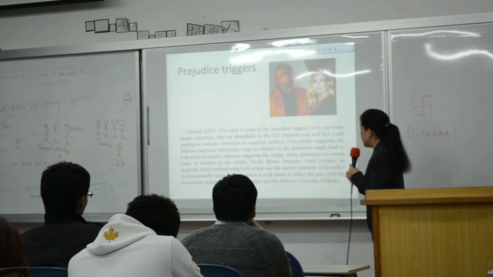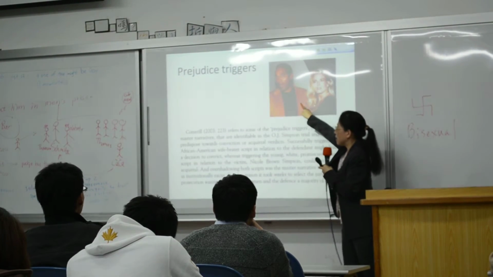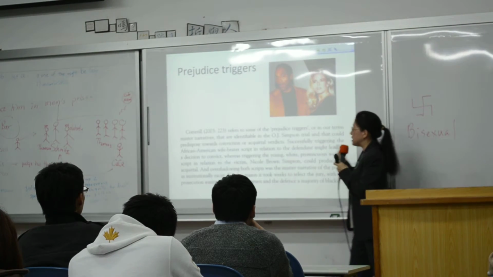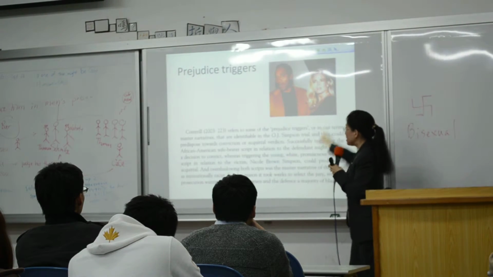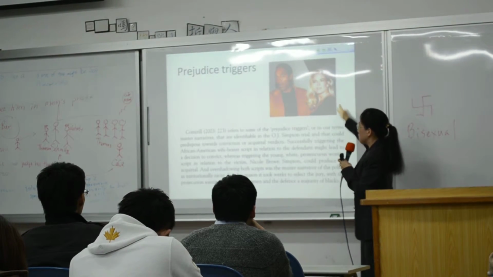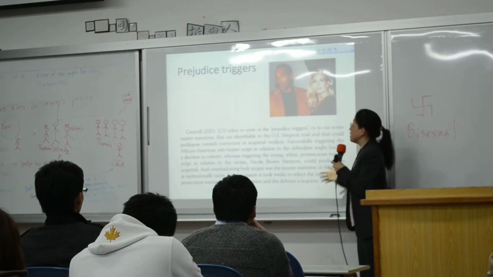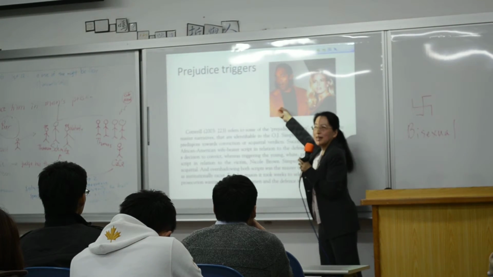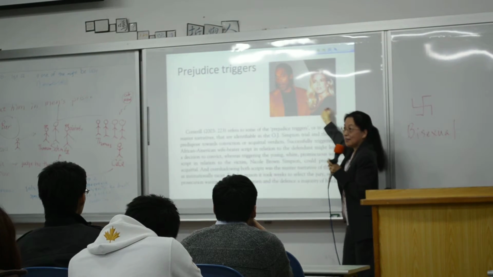All right? So here it says, successfully triggering the African American wife beater script in relation to the defendant might lead to a decision to convict him. Whereas triggering the young, white, promiscuous woman script in relation to the victim, Nicole Brown Simpson, could produce an acquittal. If she were a promiscuous woman, then acquit him. He's not guilty. She deserved it. Okay?